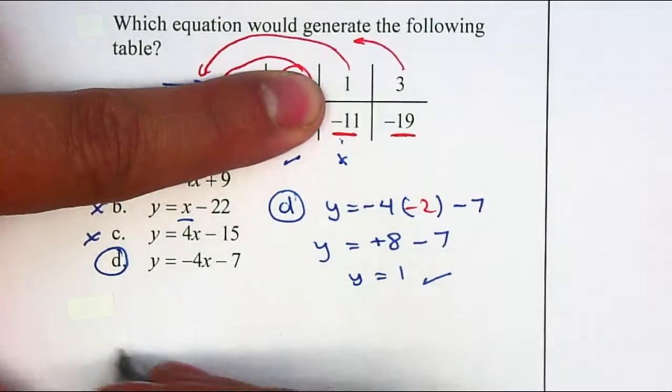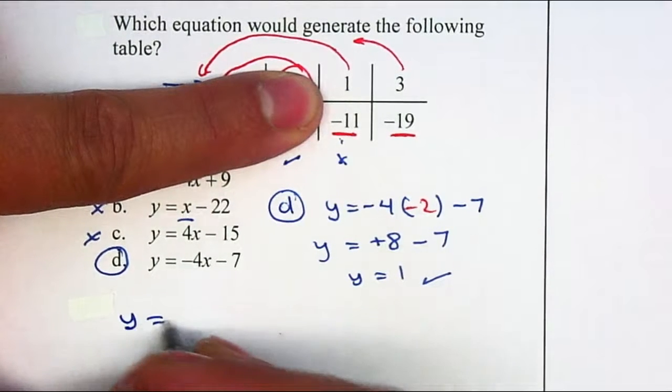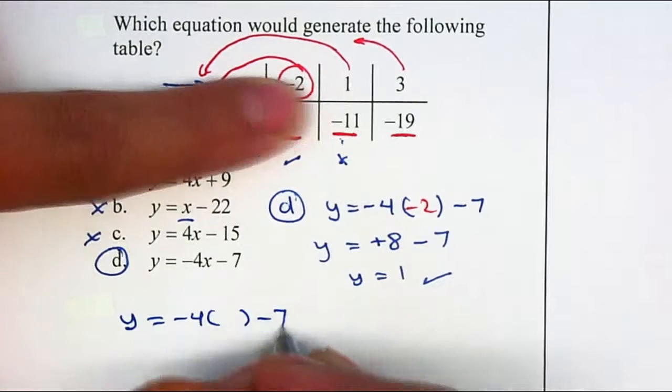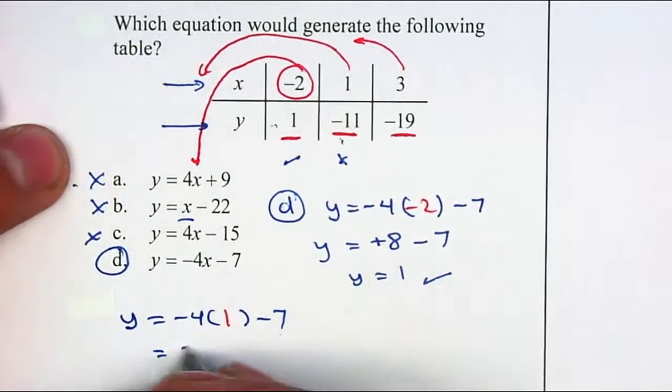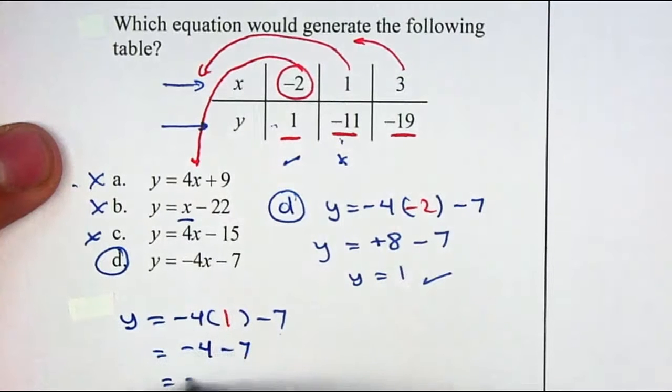Now let's go and plug in a 1. We have y is equal to -4x minus 7. But instead of the x, I'm going to plug in a 1. That gives me -4 minus 7. That is -11. So that one works.